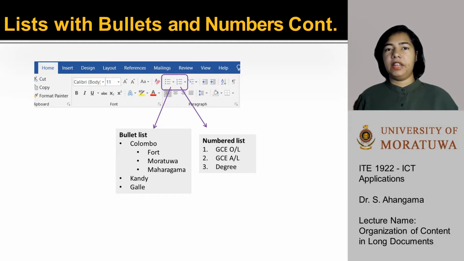Here you can see the difference between the bullet list and the numbered list. So if you want to have an ordering, then you can select the numbered list and you can see how it would be displayed. Let's see how we can do that.